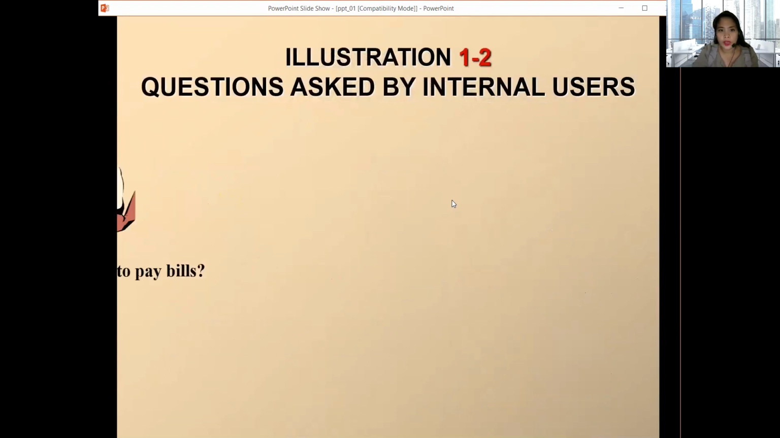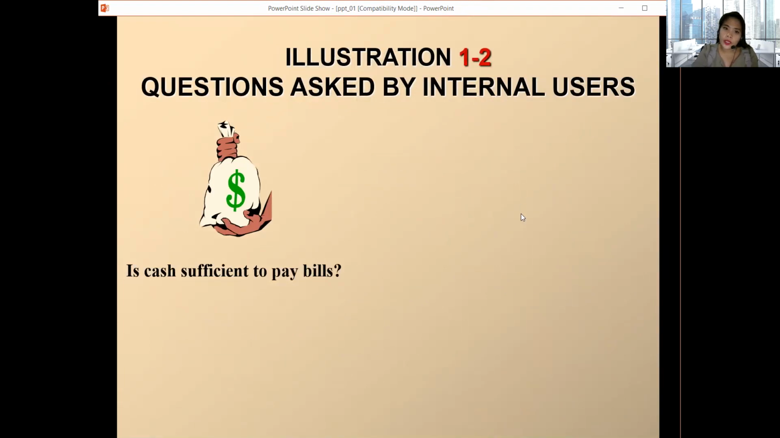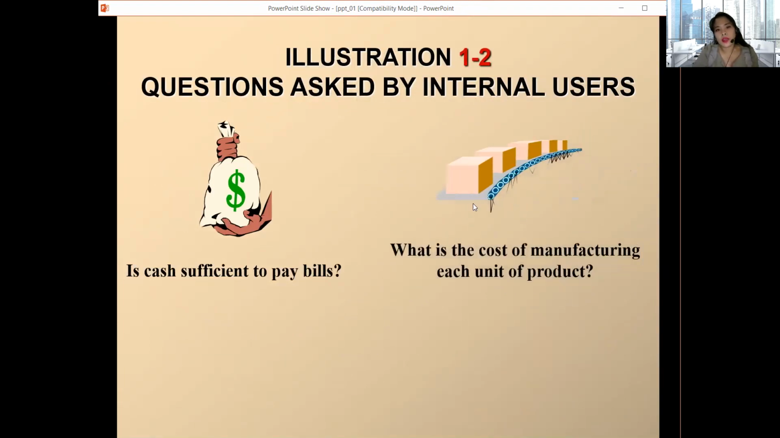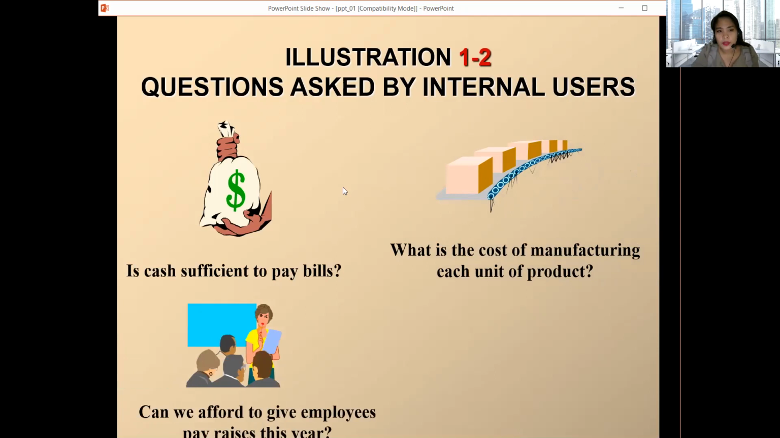And based on those financial statements, you could analyze and interpret if the business is profiting or not. So, what are the questions asked by the internal users? Last time we were able to discuss this, right? As an internal user, it's important for you to know accounting. Why? Is the cash sufficient to pay bills, right?